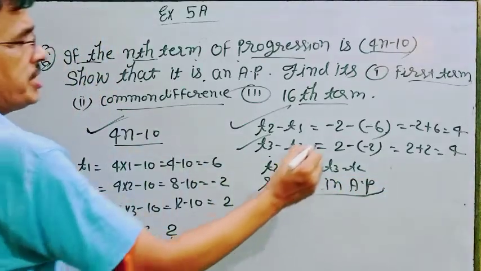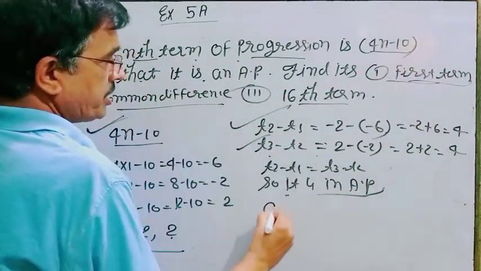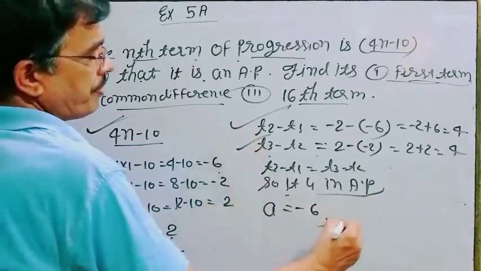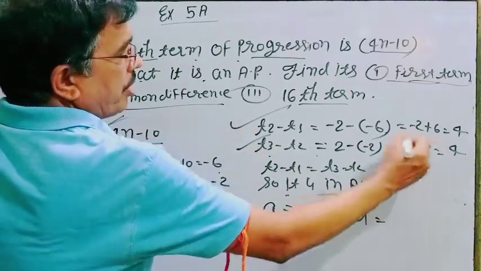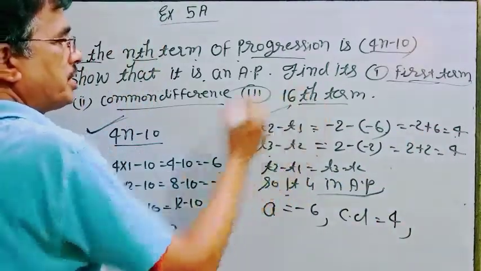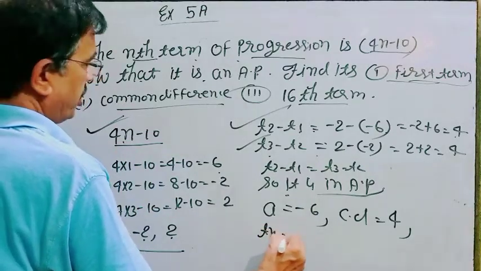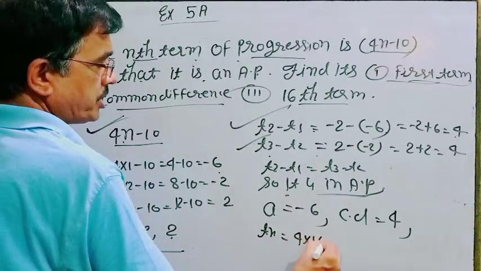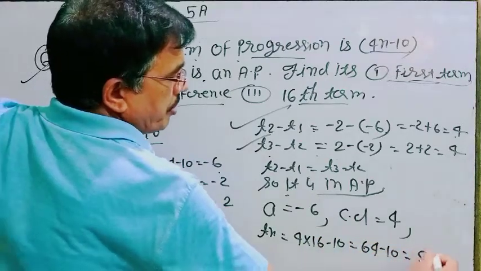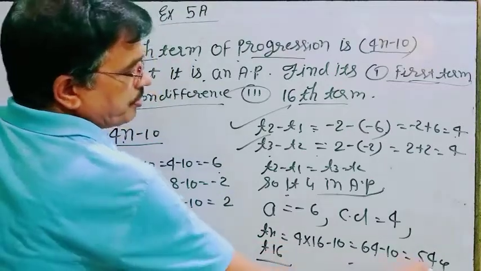Now if it is in AP, then what is the first term? The first term, that is A, is equal to minus 6. What is the common difference, that is CD? The common difference between them is 4. And your question is what is the 16th term? So at the place of n you write 16. Then you get 4 into 16 minus 10, that is 64 minus 10, that is 54 is the 16th term. So T16 is 54.